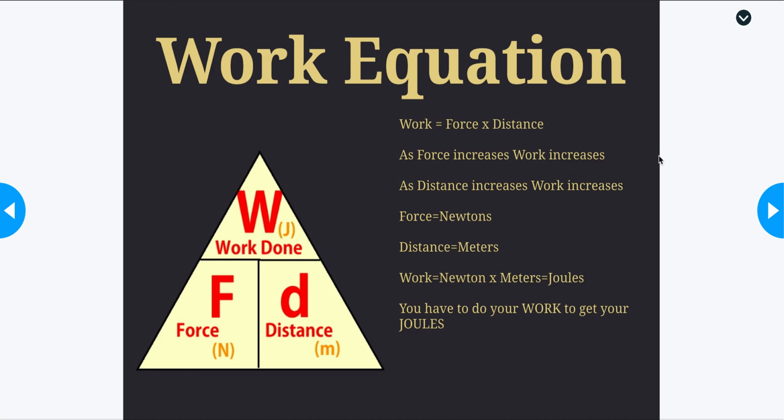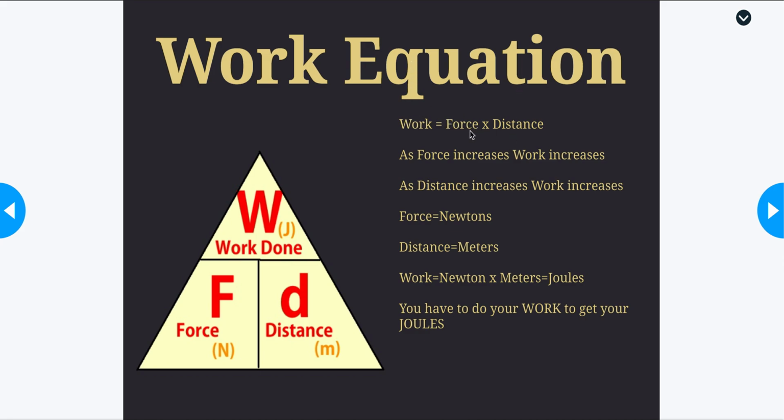So here's what we need to know. If work equals force times distance, as the force increases, the work increases. That would make sense because of how the equation is set up. If you have more force, that means that work is going to go up since force is a multiplier. As distance increases, the work increases. So the more distance an object moves, the more work it requires.